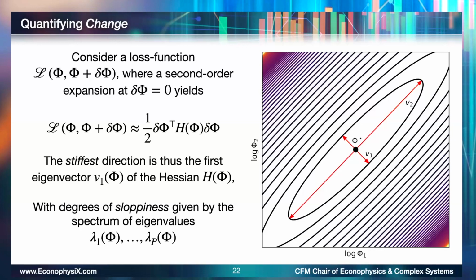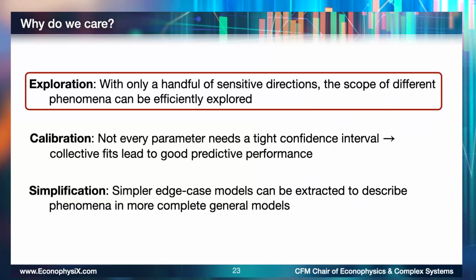What this means is that it's quite nice, because we can identify these stiff directions as the first eigenvectors of this Hessian matrix. And the degree of stiffness or sloppiness is given by the eigenvalues. This means that we can study how sloppy a model is, how many directions have a large effect and how many have very little effect, by looking at the spectrum of eigenvalues, and the directions themselves are given by the associated eigenvectors. Now, why do we care about this idea from biophysics with my question about macroeconomic agent-based models?